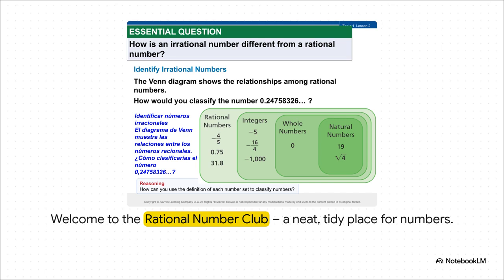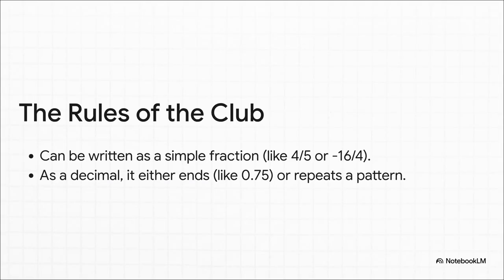And as you can see from this diagram, it is a very orderly place. You've got your natural numbers, like 19, tucked neatly inside the whole numbers, which are themselves inside the integers. Everything just fits together perfectly. So, what are the rules for getting into this exclusive club? Well, it's pretty straightforward, really.